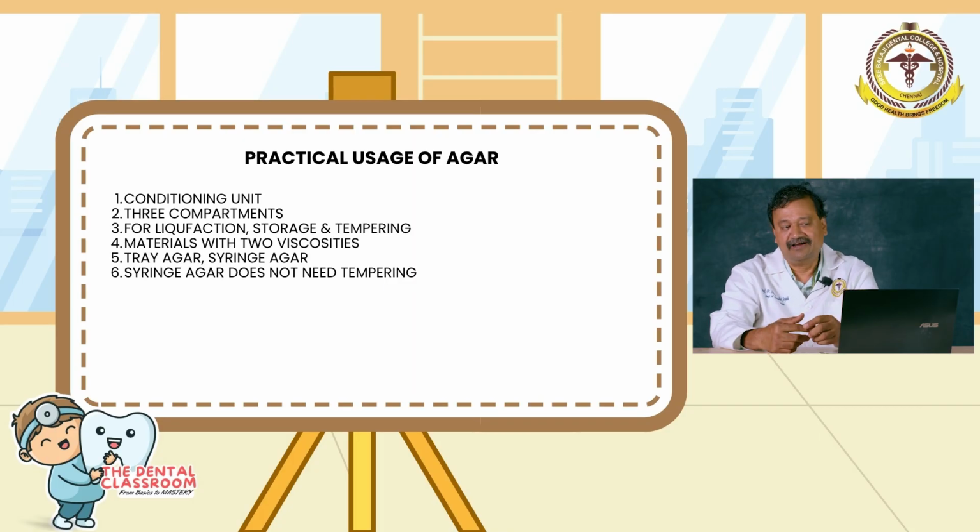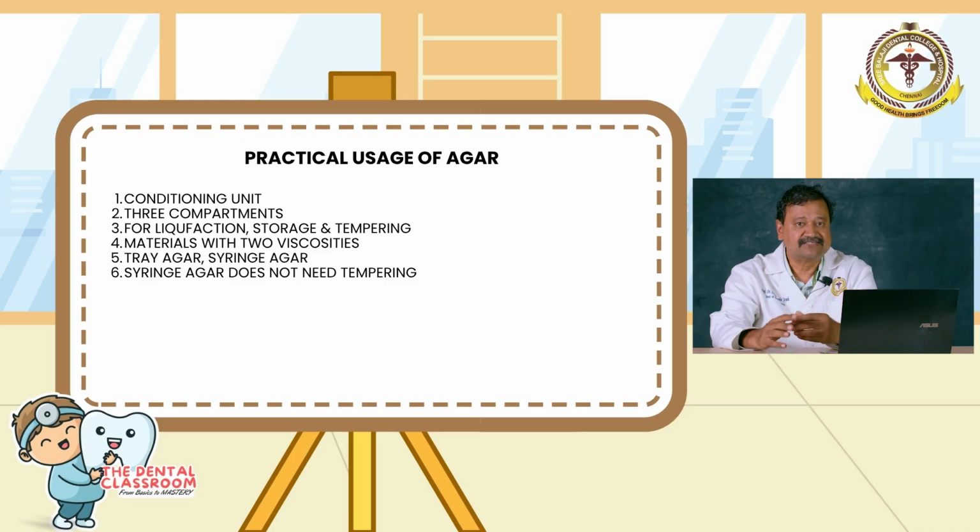Practical usage of agar. In order to use agar, we cannot simply hand mix the material. We must have a particular equipment called a conditioning unit. This conditioning unit has got 3 compartments. One compartment to liquefy the agar material, the second compartment to store the agar material, and the third one to temper or reduce the high heat of the material.